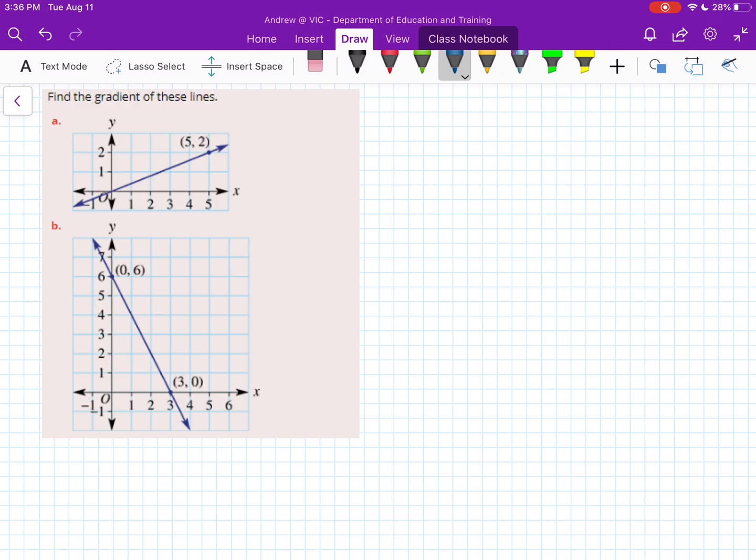So first thing to remember with your gradient, we normally call this m, is the gradient, and it's just our rise, or how far up it goes, over how far across, or the run. Okay, so it's equal to rise over run, or rise divided by run. So with this, whenever you have a graph, all you need to do is essentially work out our rise and run. And I'll do this in red here.